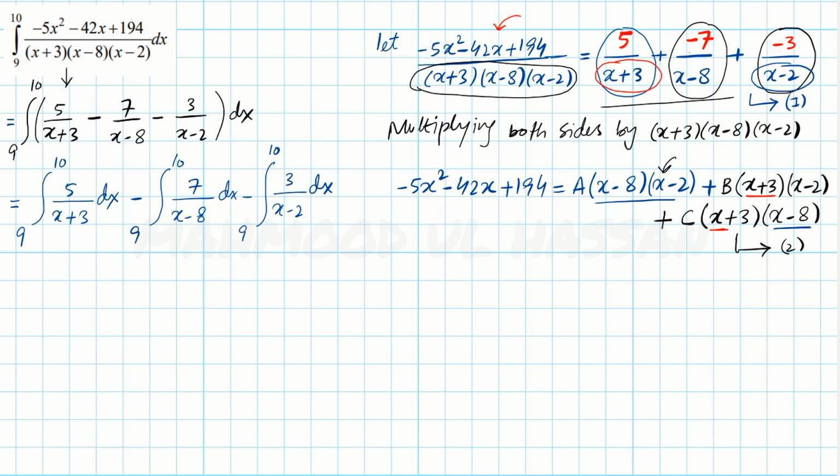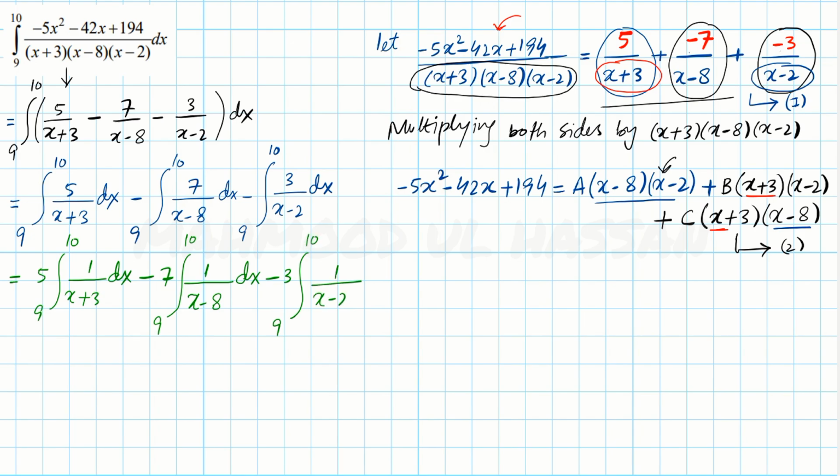Okay. Now we are going to use the scalar multiple rule, that is, this 5 will come out of the integral. So 5 into integral from 9 to 10 of 1 divided by x plus 3 dx, then minus, the same rule applies here, 7 will come out of the integral, so the integral is from 9 to 10 of 1 divided by x minus 8 dx. Then again the scalar multiple rule here, 3 will come out of the integral, so the integral is from 9 to 10 of 1 divided by x minus 2 dx.